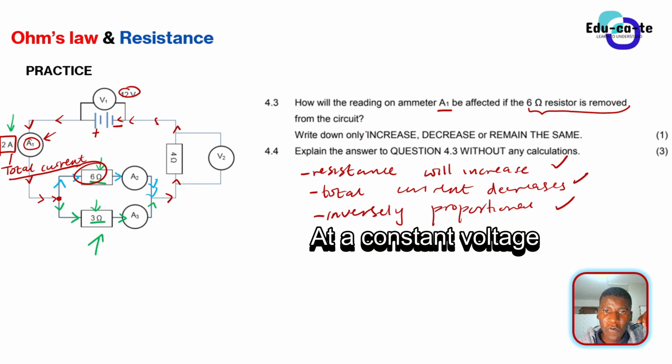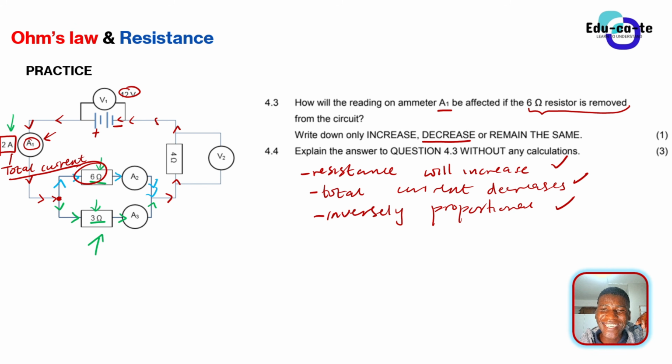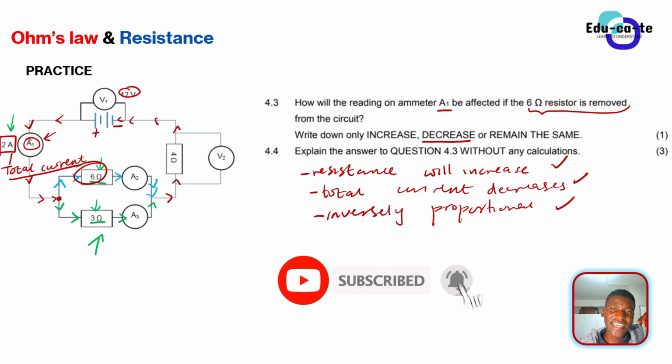Simple to explain. For 4.3, you just write down what will happen to the current: it will decrease. For 4.4, you explain this inverse proportionality. You explain that when you remove the 6 ohms resistor, the total resistance of the circuit will increase. When you remove a resistor in parallel, it increases the resistance. I repeat for the 1,000,007th time: please, grade 10s, 11s, and 12s, be very careful on this, especially the electricians.